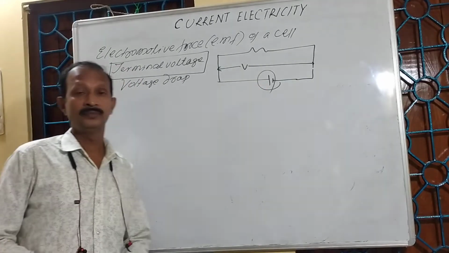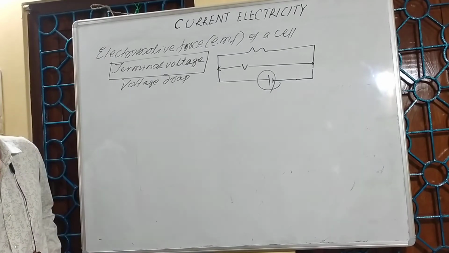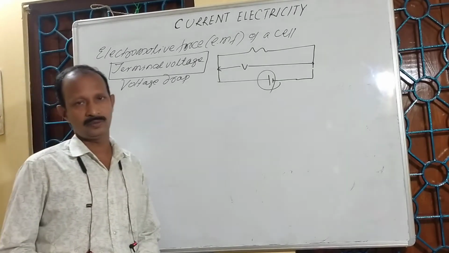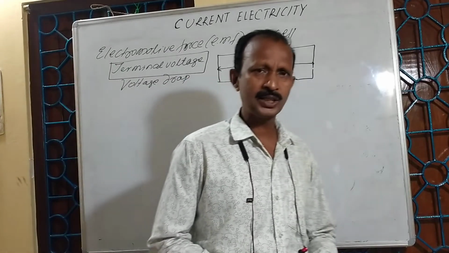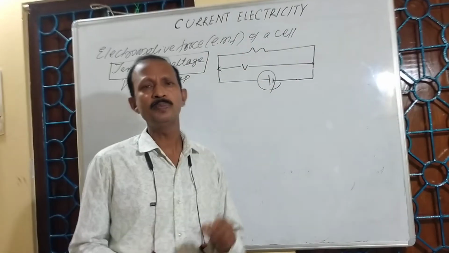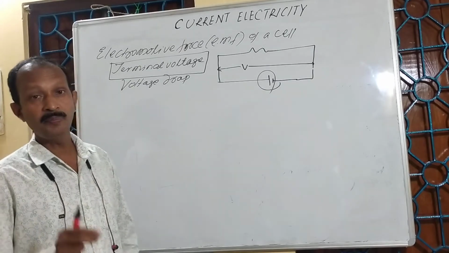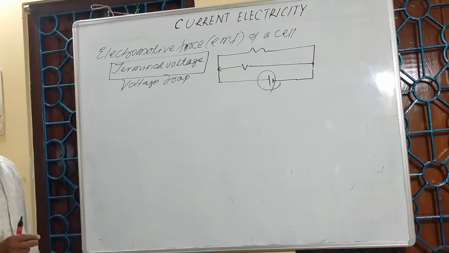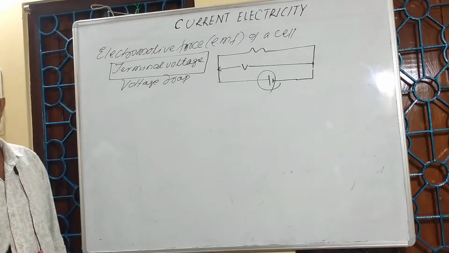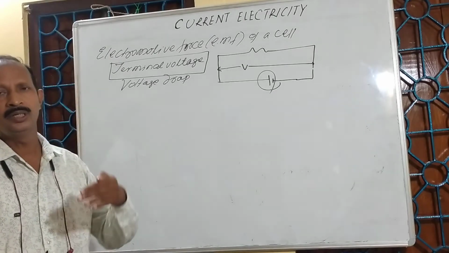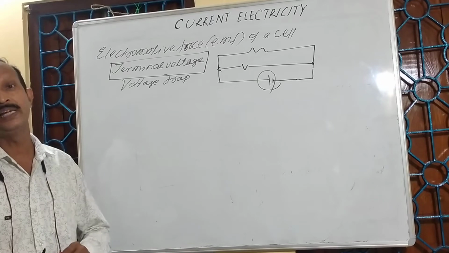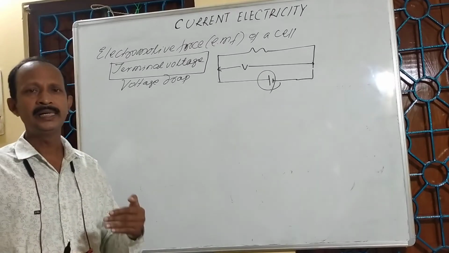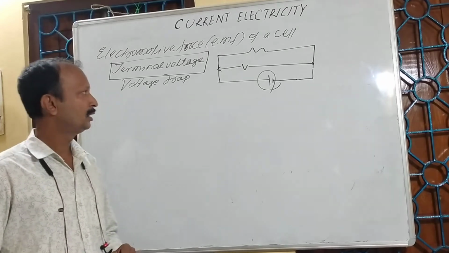Inside this cell, some chemicals are there. Definitely, there are some chemical reactions. Due to that chemical reaction, a cell is able to maintain a constant potential difference, which acts as a source of energy. Or you can say that is the energy for the charged particles or the electrons, or you can say that is the source for electric current.